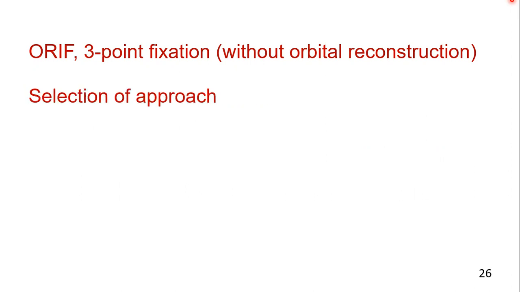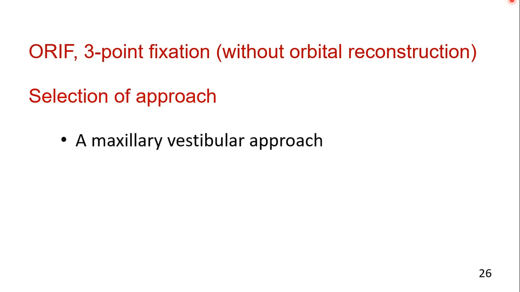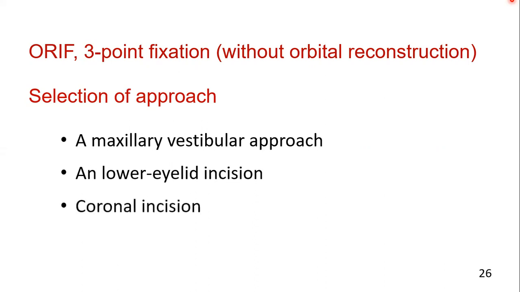Second thing is selection of approaches. Three approaches are required for this procedure. So they commonly include an intraoral maxillary vestibular approach, a lower eyelid incision that is transcutaneous or transconjunctival, and a coronal incision with direct exposure of the zygomatic arch and the lateral orbital region. Existing laceration may be used.